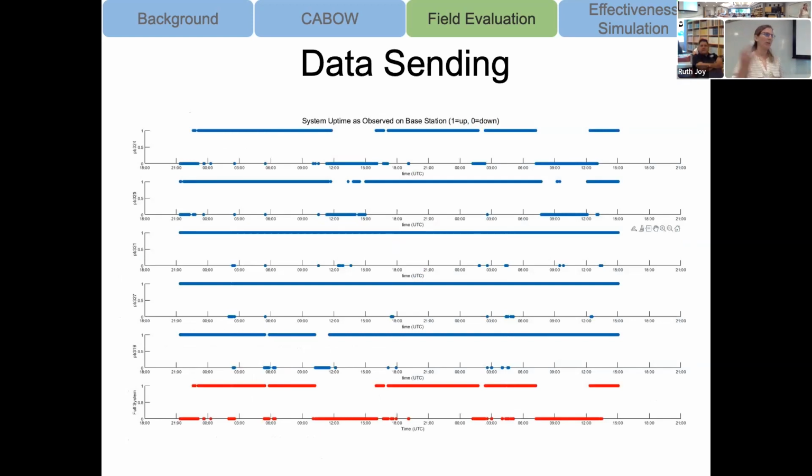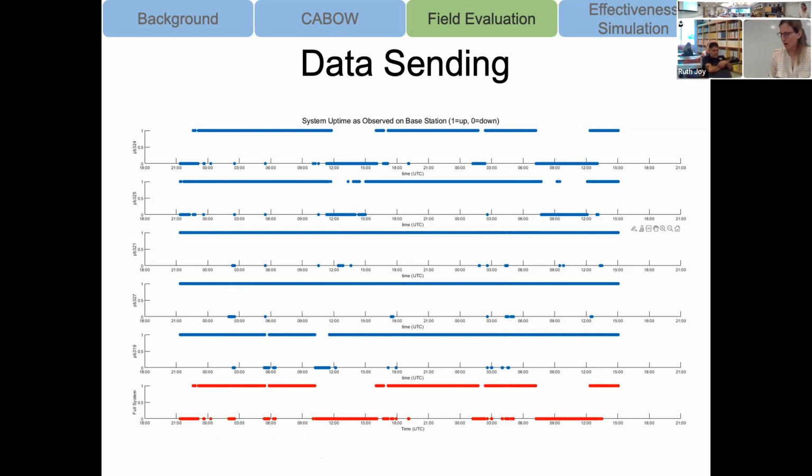So one of the things with any hardware, how reliable is it? And here's our system uptime. So did the systems go down as a function of time over our 42 hours, at least on the East Coast that we tried this?